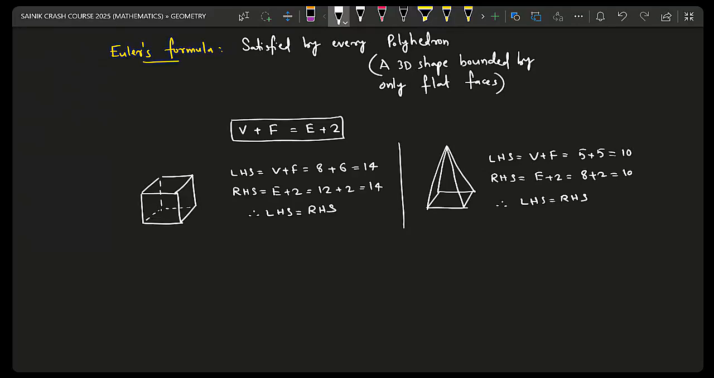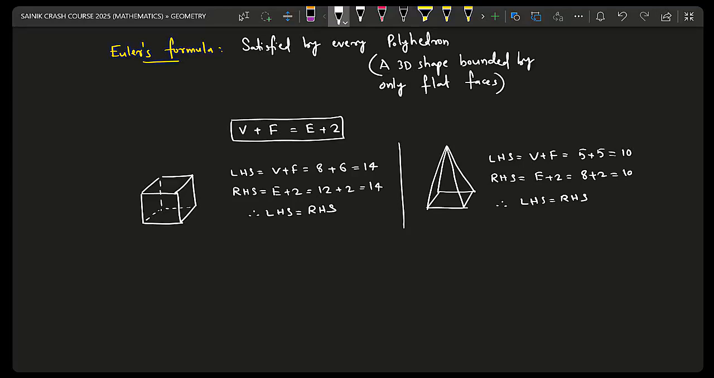Sir, which thing has a hemisphere shape? I didn't get you. Hemisphere, what are you asking? Which thing has a hemisphere shape? For a hemisphere, you can take a bowl. Suppose any food item is served, in some restaurants they will cover it with a hemispherical bowl.